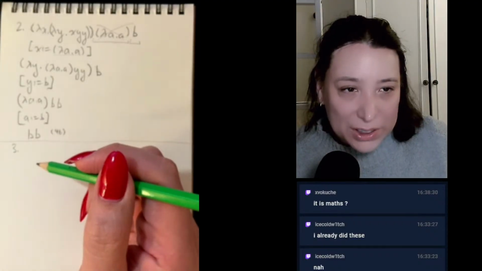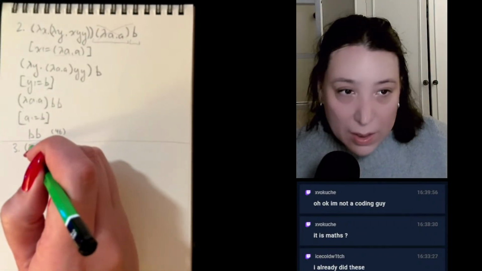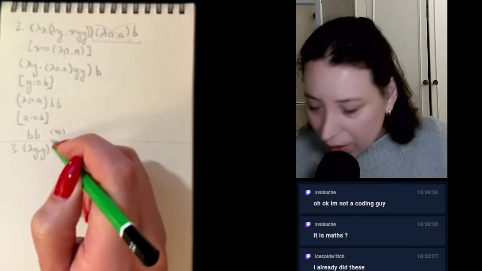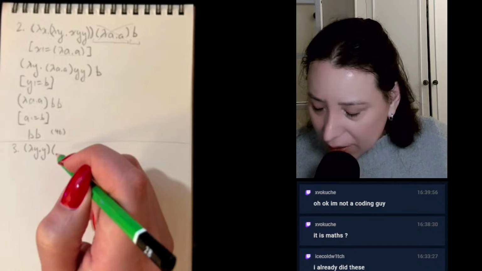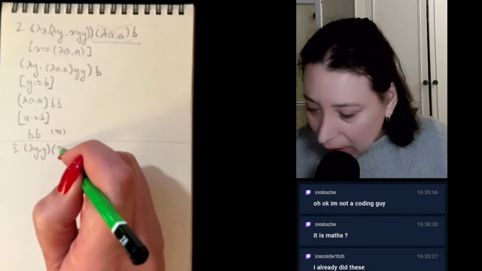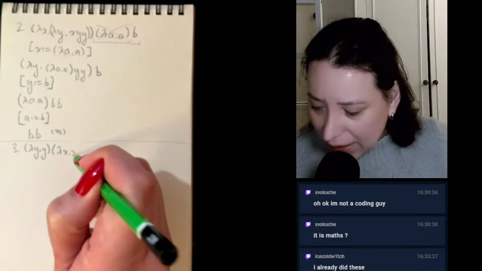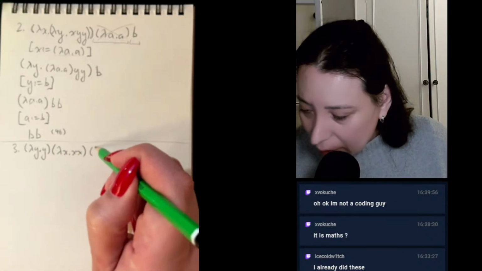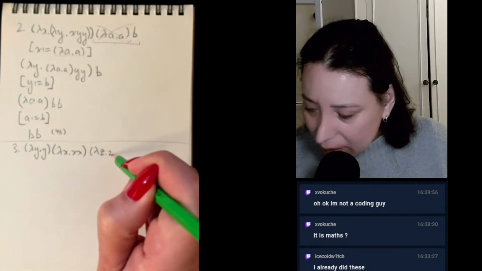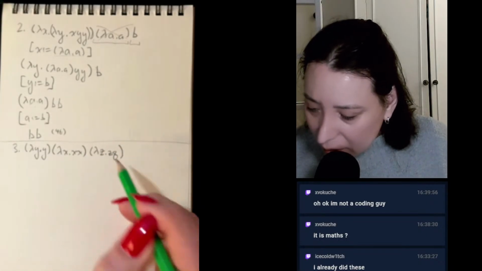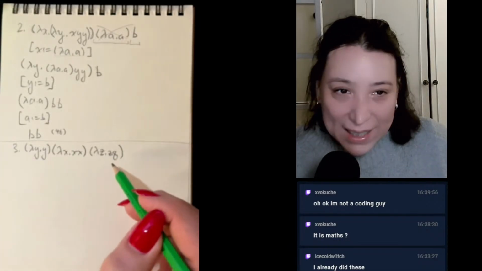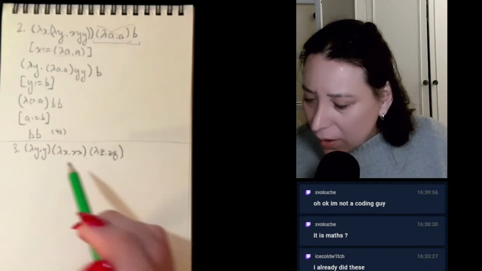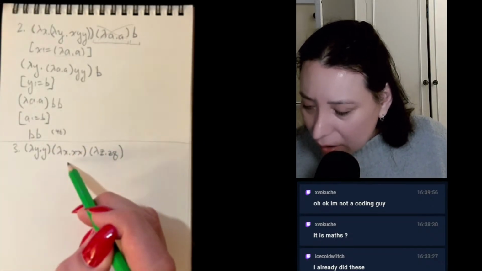All right, so question number 3 is y. That's the identity function. And here is xx, so it's basically going to double whatever you give it. And here is zq. So it's going to just tack on q to whatever you give it, right? So these are 3 functions.